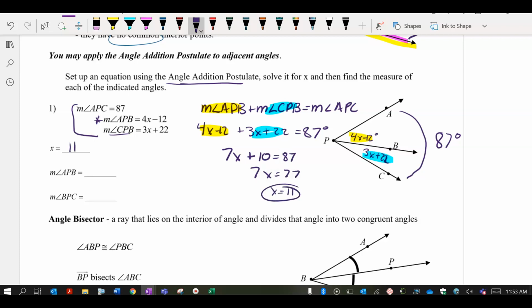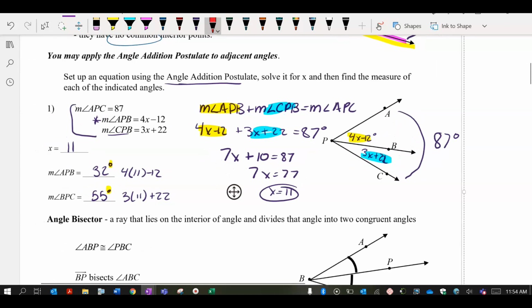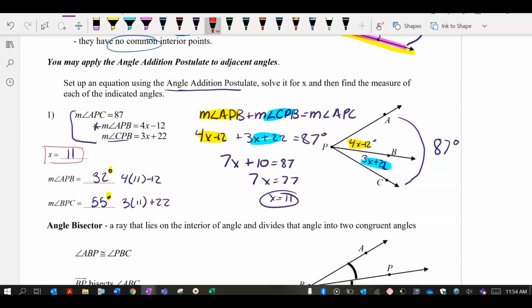All right, so we have x equals 11. Now we have to plug it into our angles. So we have 4 times 11 minus 12, and 3 times 11 plus 22. 44 minus 12 is going to be 32 degrees, and then we're going to have 55 degrees. Notice how I put this little circle up here. You must put the degree symbol when you are talking about a degree. I did not do it for x. X is just the missing variable. It is not a degree.